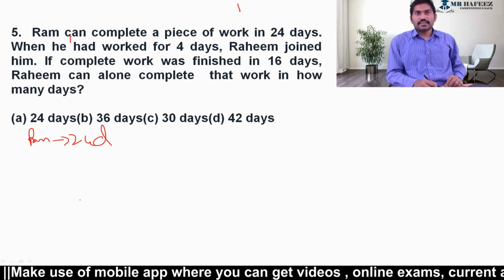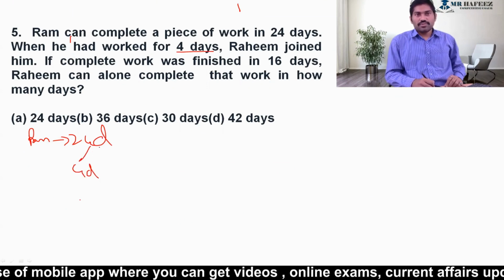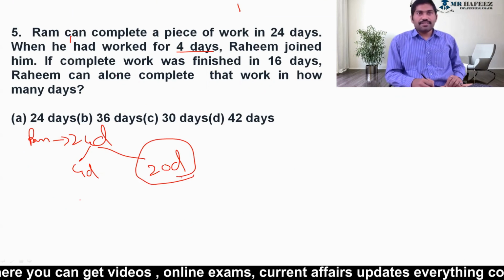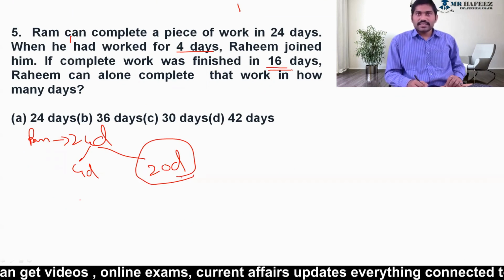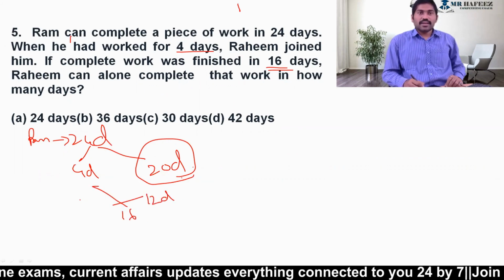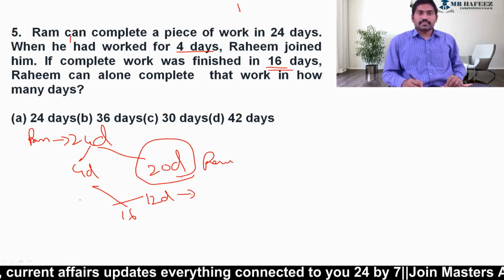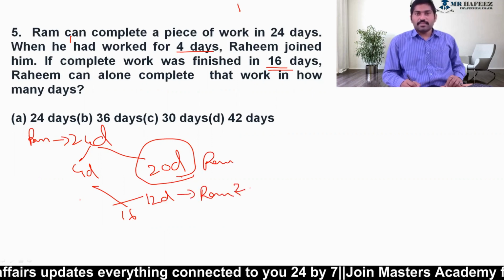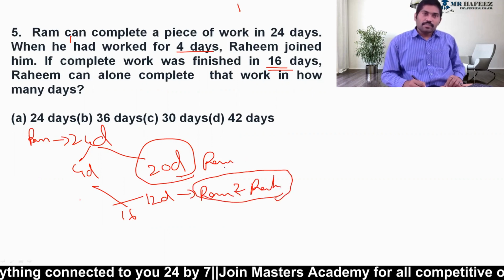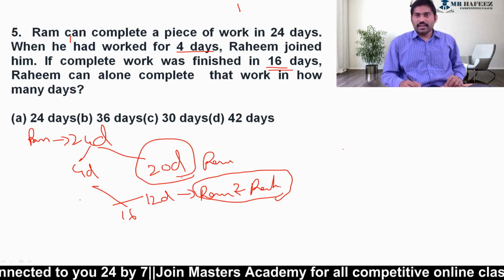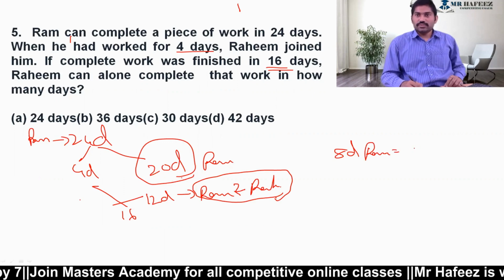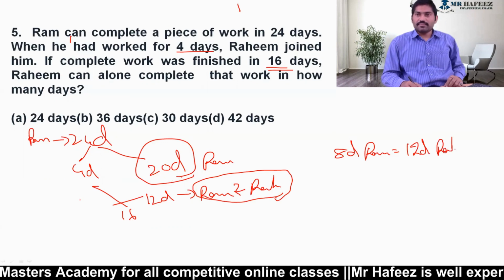Ram can complete a piece of work in 24 days. For the first 4 days he worked. That means 4 days over, 20 days left. After Rahim joined, if they complete the work in 16 days, that means the 20 days of Ram's work is completed by Ram and Rahim in 12 days. So Ram does 12 days of work, but the remaining 8 days of Ram's work is equal to 12 days of Rahim's work.